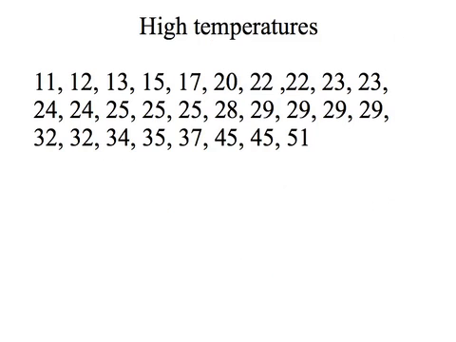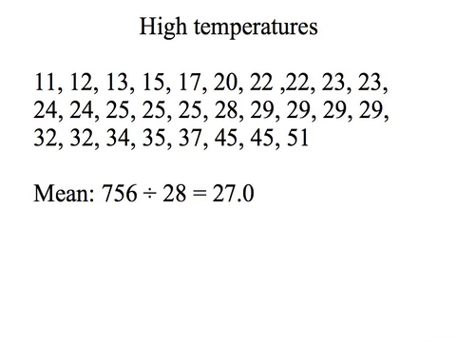Well, I've put the high temperatures in order, and there they are, from 11 through 51, high daily temperatures for February in the city of Chicago, 2014. And then for the mean, I got out a calculator, I added them up, I proofread. 756 was my sum. There were 28 numbers because there's 28 days in February. I divided, it happened to come out even. 27 degrees is the mean daily high temperature for the month of February.